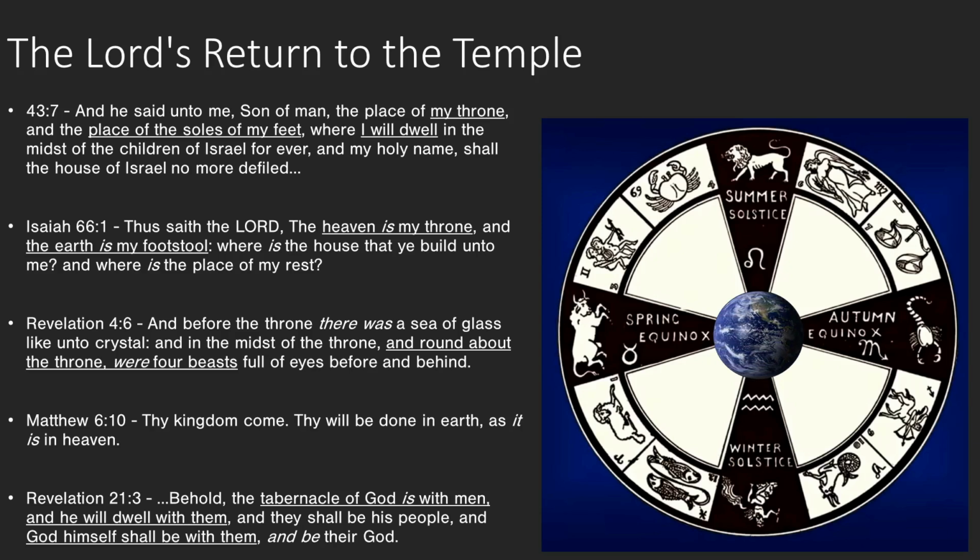Back to verse 7, God says, "The place of my throne and the place of the soles of my feet." God's throne is the heavens, the place of his feet is the earth, and in this verse they have been made the same thing. This is the rule of the kingdom of God being established on our planet. And as God asked Job in Job chapter 38, "Knowest thou the ordinances of heaven? Canst thou set the dominion thereof in the earth?"